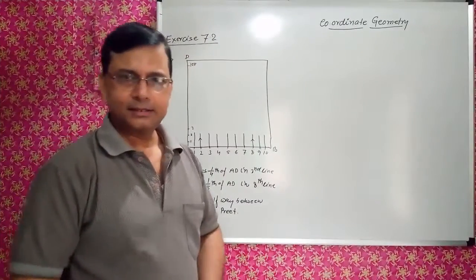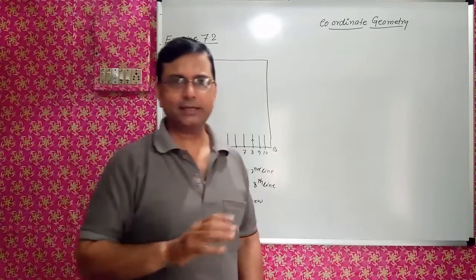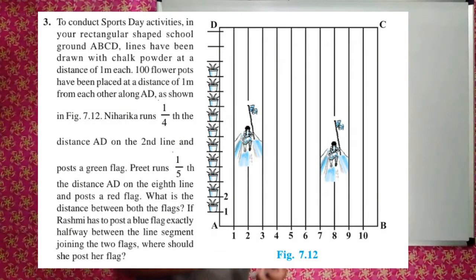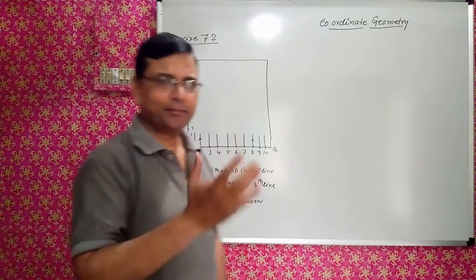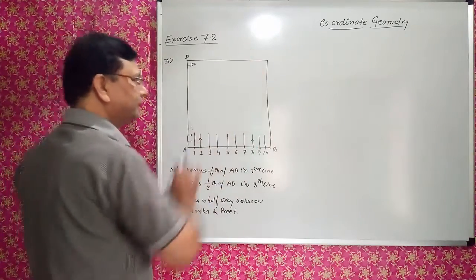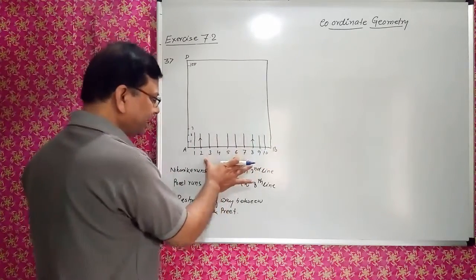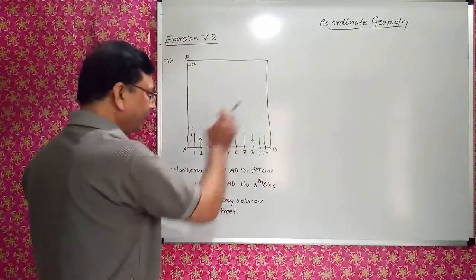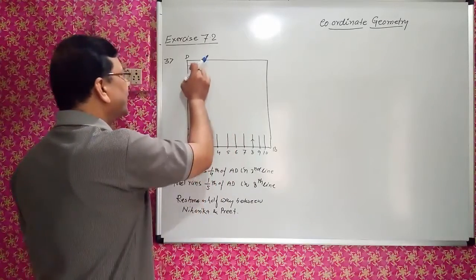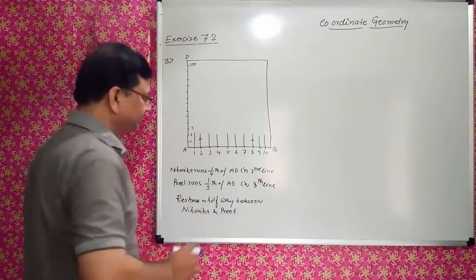Okay. See, question number 3 is the big one. So I will just display this question. You can pause the video and attempt it. But I am taking the question directly. The question says this is a ground in which these lines are drawn. AB is divided into 10 parts and different lines are drawn at a separation of 1 meter. Here, different lines are there. And here 1 to 100 pots are kept, right? Likewise, there are 100 pots.